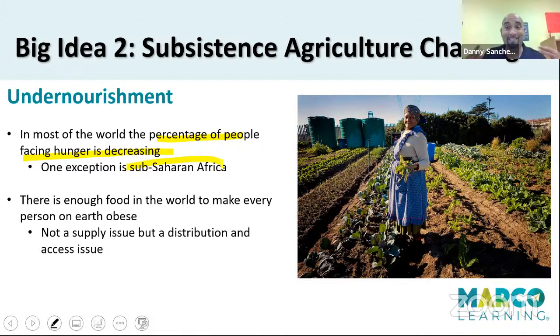And here's the even sadder sentence that comes with the idea that people are not taking in enough food. There's enough food in the world to make every person on earth obese. It's not a food quantity issue. It's a distribution and access issue. How do we get food into the hands of the people that need it most?